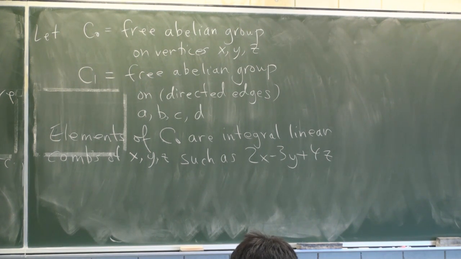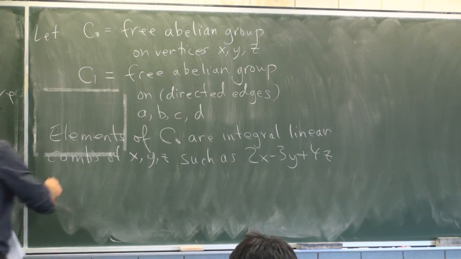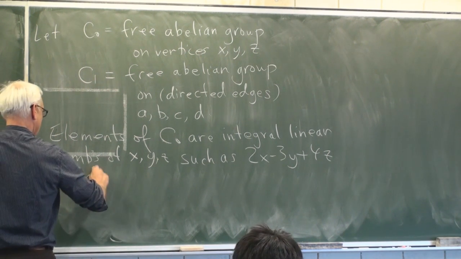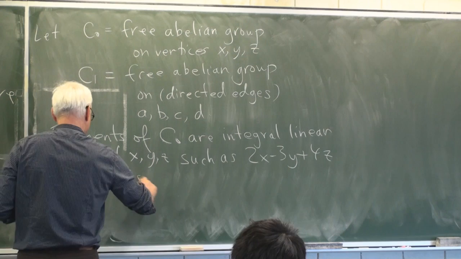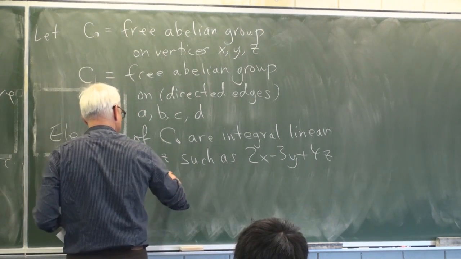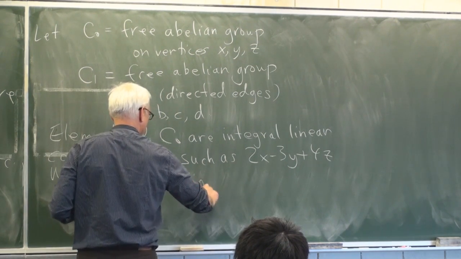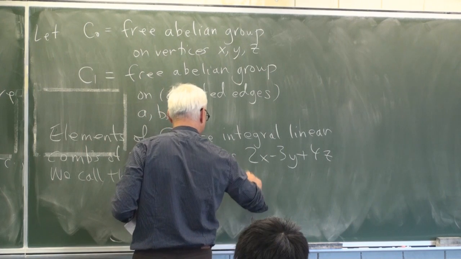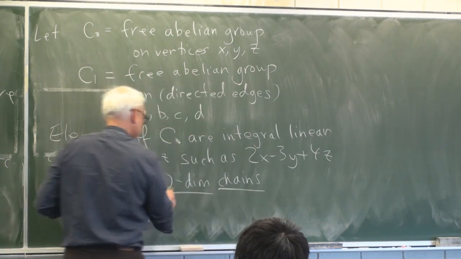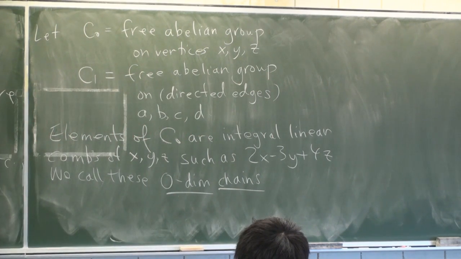And we're going to give them a name. We call these zero-dimensional chains, or maybe just zero chains. A chain is just a word for a random element in this free abelian group, a random combination with integer coefficients of x, y, and z.